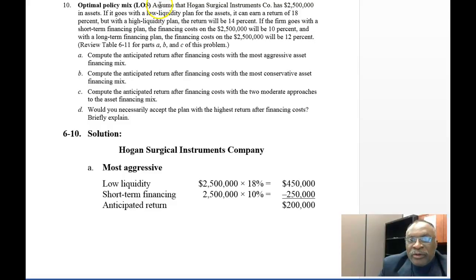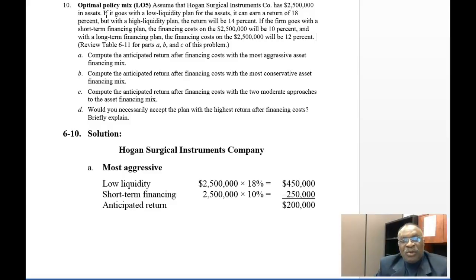It says, assume that Horgan Surgical Instruments Company has $2,500,000 in assets. If it goes with a low liquidity plan for the assets, it can earn a return of 18%, but with a high liquidity plan, the return will be 14%. If the firm goes with a short-term financing plan, the financing cost on the $2,500,000 will be 10%; with a long-term financing plan, the financing cost on the $2,500,000 will be 12%. Review table 611 for parts A, B, and C of this problem.